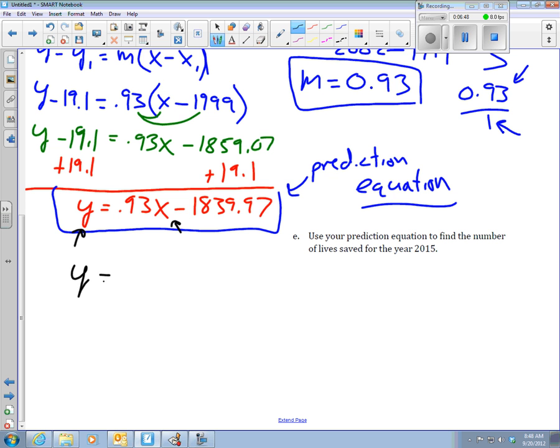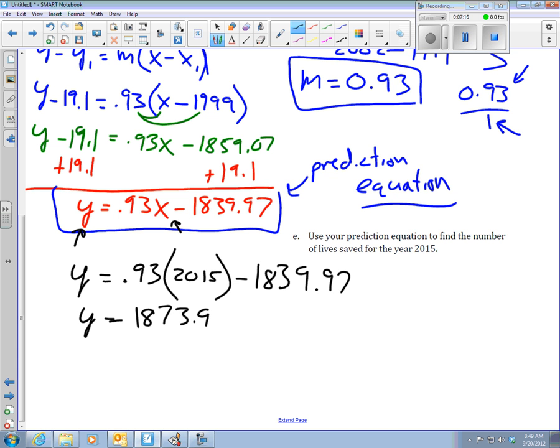I'm going to say y equals 0.93 times 2015 plus, minus 1,839.97. Okay, 1,839.97. And we solve this. When I multiply 0.93 times 2015, I get y equals 1873.95 minus 1839.97 for a grand total of 33.98. Now what does that mean?